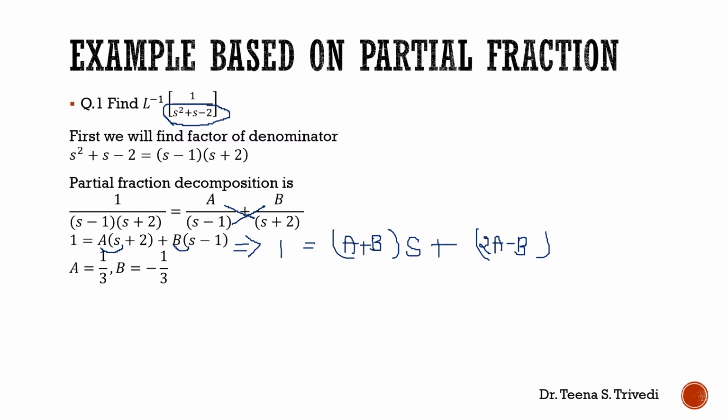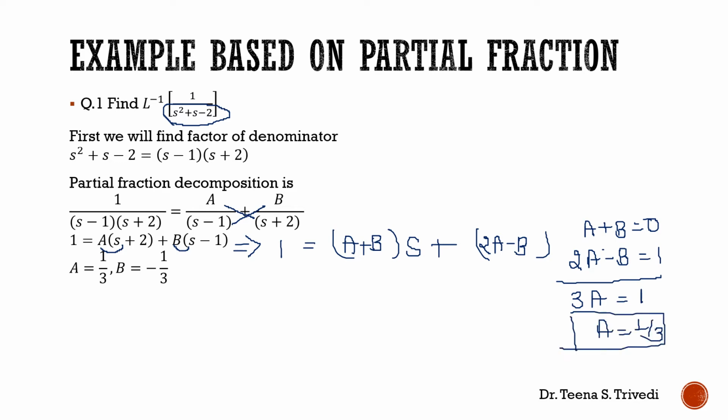If you compare both sides, in the left hand side there is no term of s, so A plus B is equal to 0, and 2A minus B is equal to 1, because the left hand side is a constant equal to 1. If you solve these, after addition we get 3A equal to 1, or A is equal to 1 by 3.